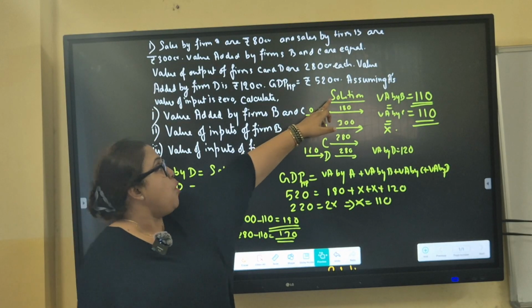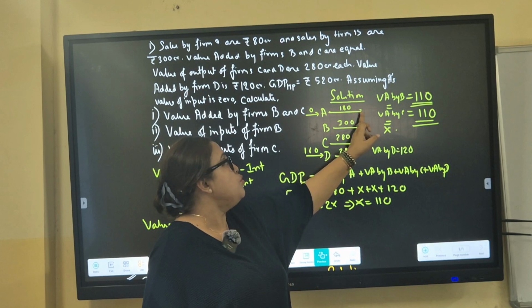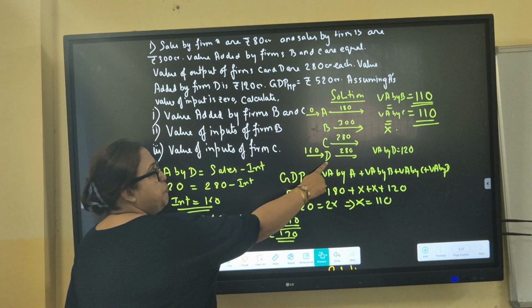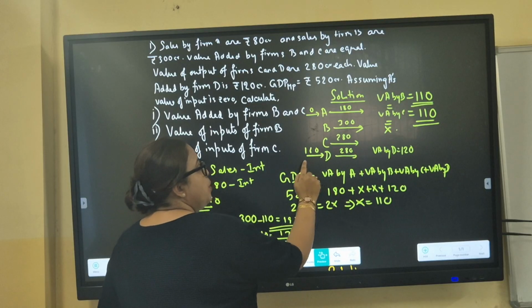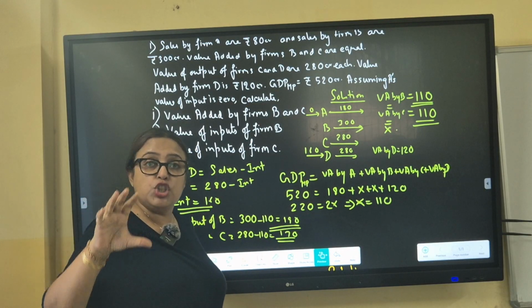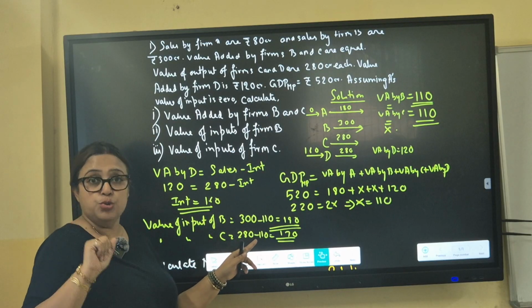Over here, we are going to draw a flow chart like this. When I'm showing sales, the arrow will go out of the firm. From firm A, the arrow has gone out. If it is input, like for firm B, it has gone out 280, coming in 160. If you can make the flow chart like this, then these types of sums become very, very easy to solve.